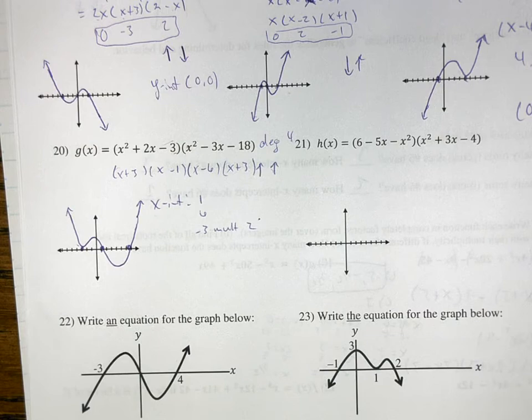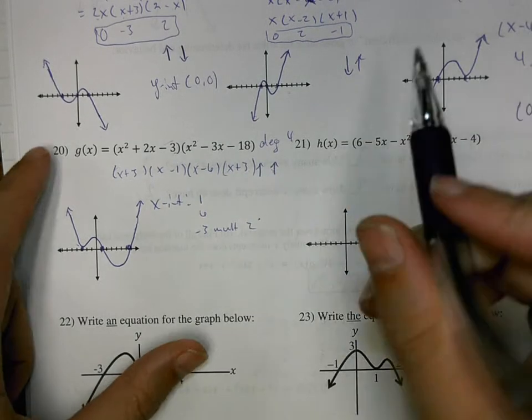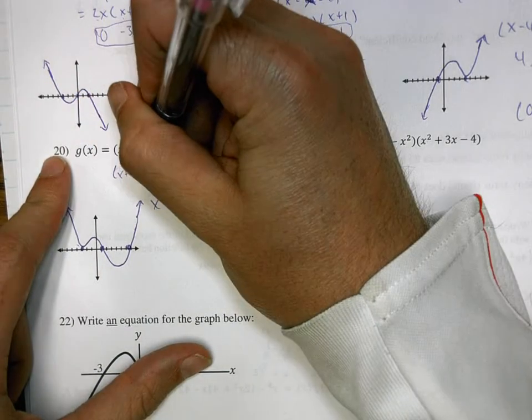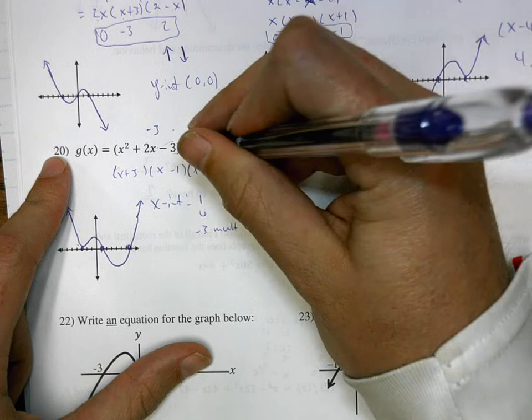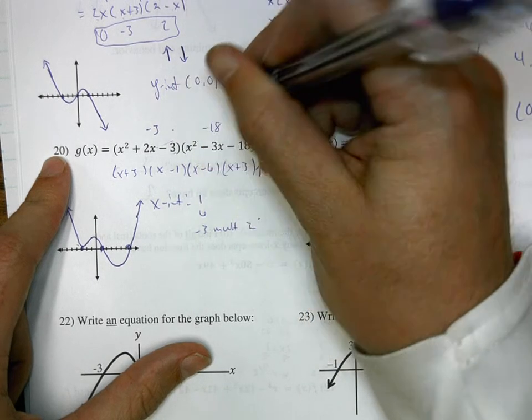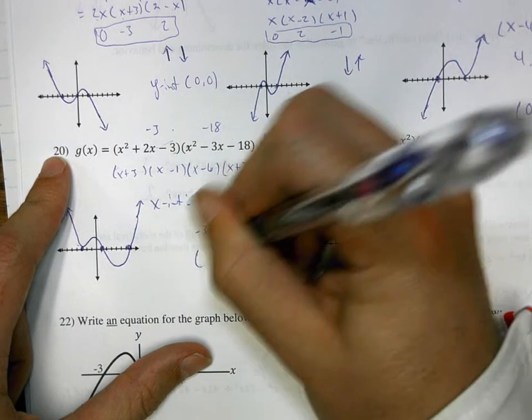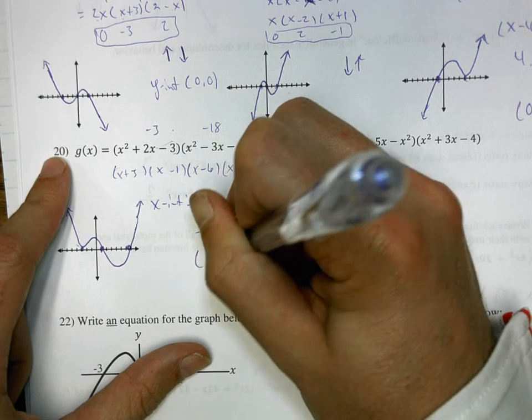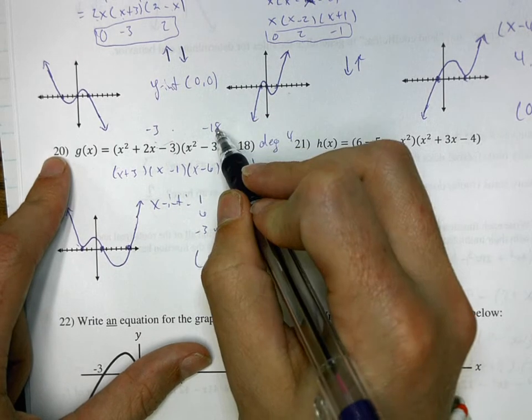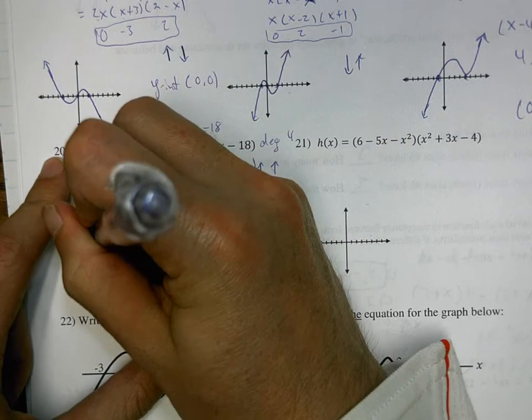Forgot the y-intercept. When you plug 0 into these, you get negative 3. Plug 0 into these, you get negative 18. So your y-intercept is 0, 54. Negative 3 times negative 18 is positive 54. That means this point is 0, 54.